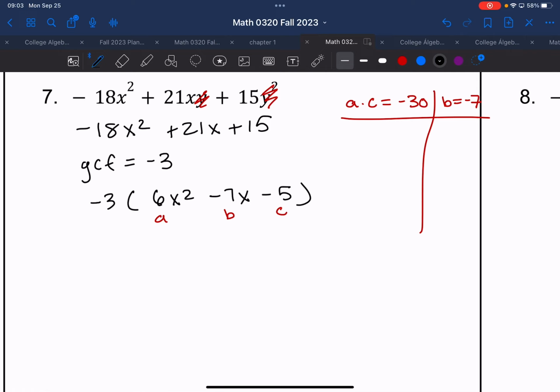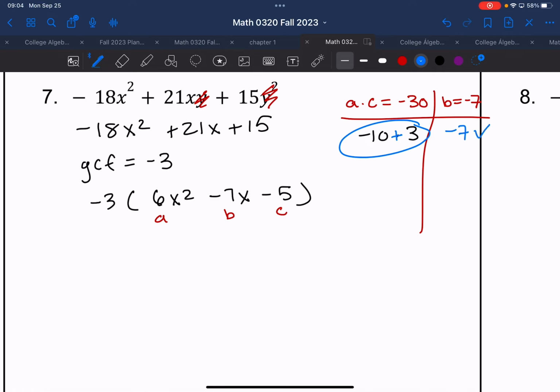And if you can't think... Good, so it's definitely 10 and 3, but one of them has to be negative. Which one? Negative 10 and positive 3. Because if we add that together, we are going to get a negative 7.